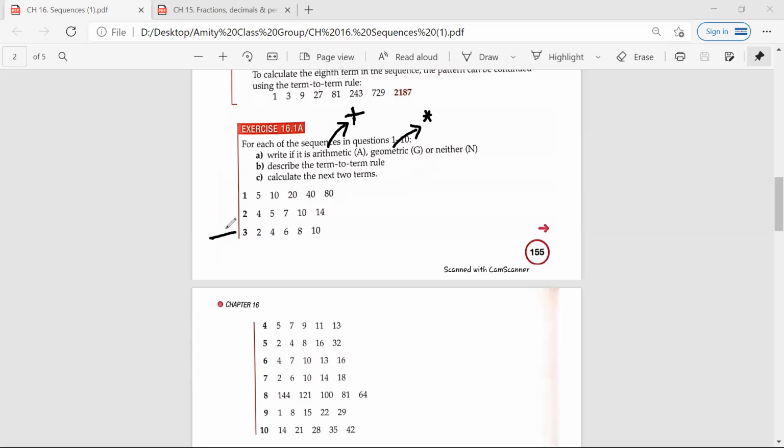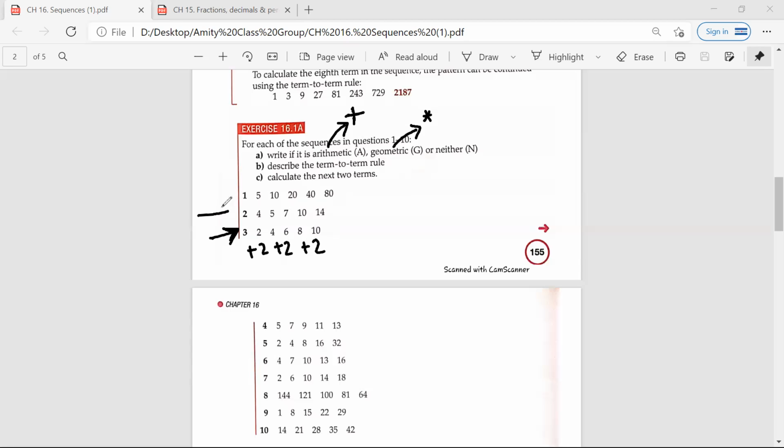So for example, if you look at question number 3, is it an arithmetic progression or a geometric progression? Question 3 is an arithmetic progression. Why? Yes, it's arithmetic because the difference is 2. So you keep on adding 2 to it.